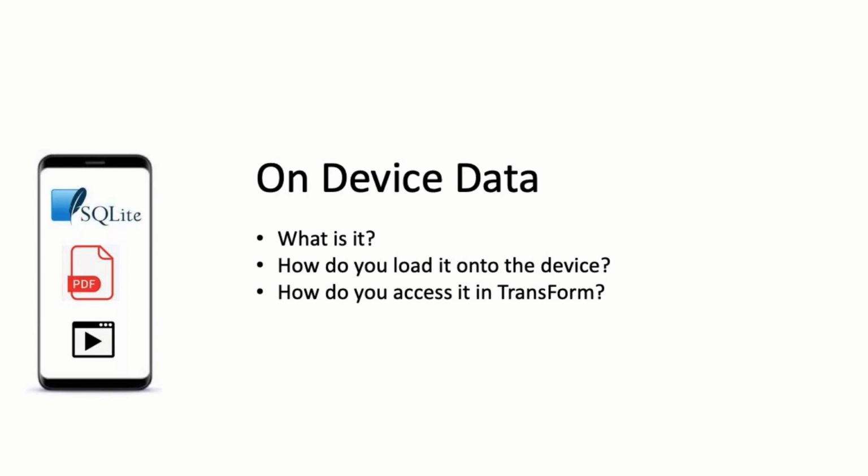And I did discuss last time, and I'm going to sort of review how you get the data onto the device and how you access it in Transform. So we're going to go through that quickly, but then I have a follow-up to show you some new tools that have been built in Alpha Anywhere, a companion product to Transform, that make this job much, much easier.